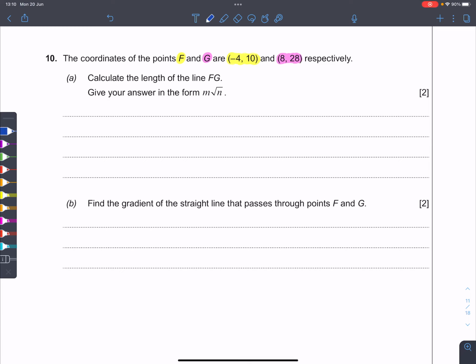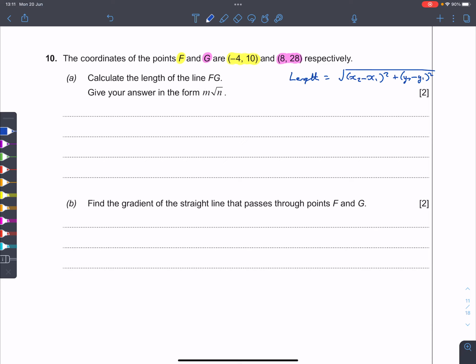Now, you could draw this as a diagram and use Pythagoras, or you could use the length of the line version of the Pythagoras formula, which is the length is the square root of x2 minus x1, so the difference in the x's squared, plus y2 minus y1, the difference in the y's squared. So it's essentially the same as just doing Pythagoras.